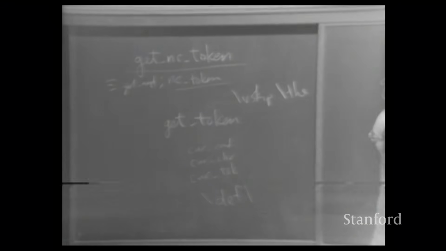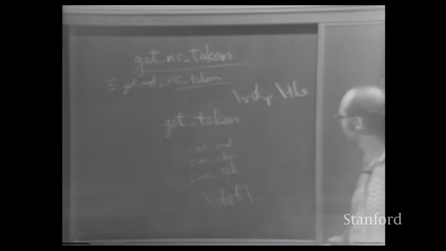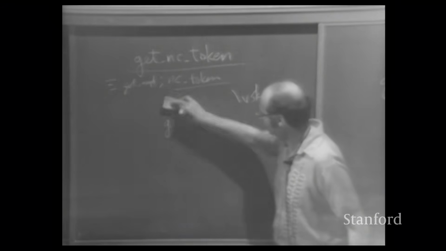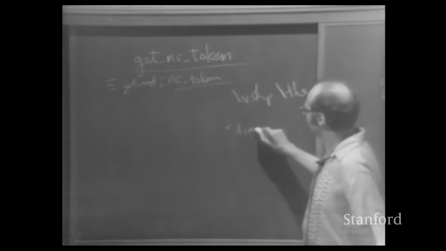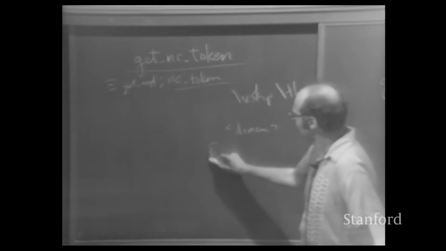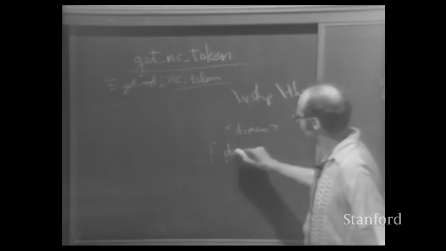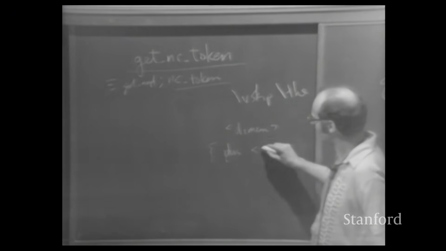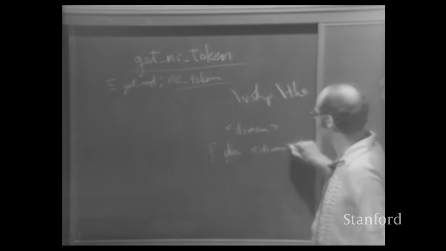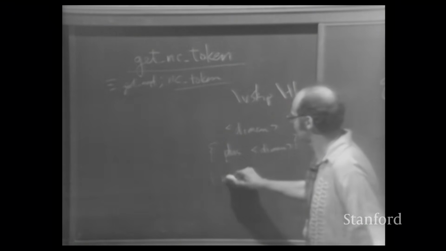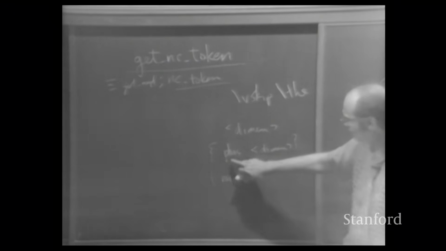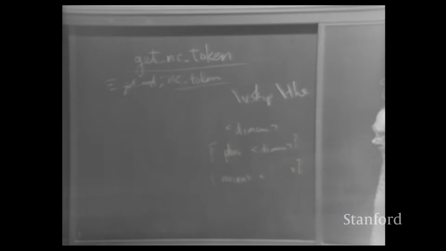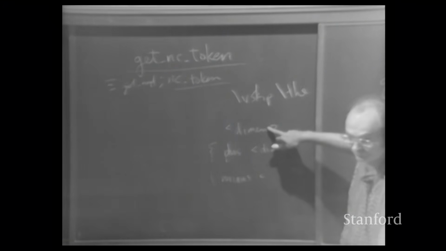Now, let's look at the syntax of glue. What does it consist of? Well, it consists of a dimension, and then optionally plus a dimension, and optionally minus a dimension. And we know that in order to scan these words plus and minus, we're going to have that scan keyword subroutine, and we got scan dimen to do this thing.